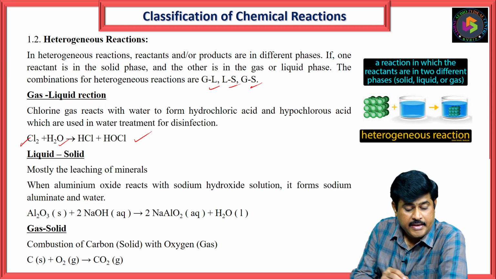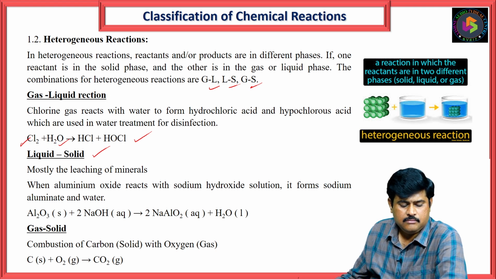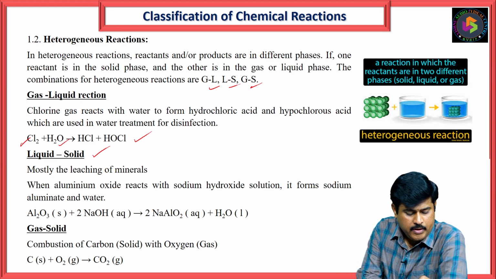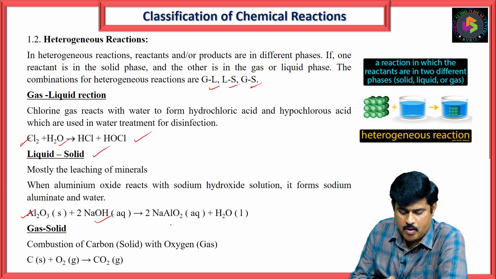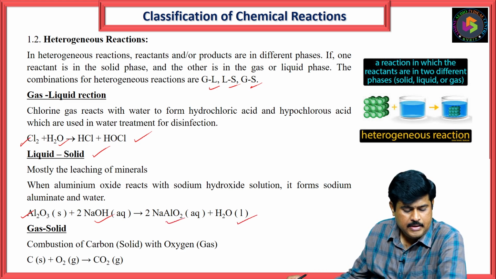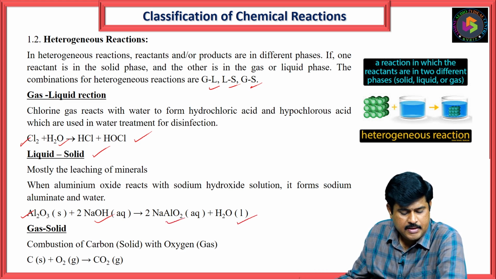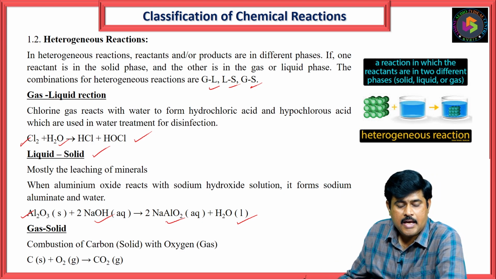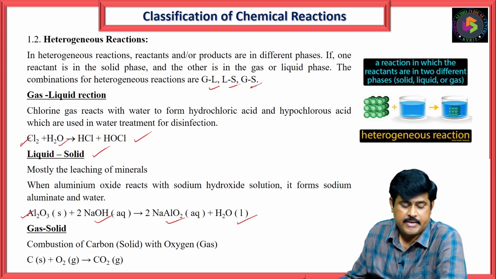The second one is the liquid-solid reaction. The leaching of minerals is a very good example of these liquid-solid reactions. You can see the example here: aluminum oxide reacts with NaOH, sodium hydroxide, to form sodium aluminate and water. Aluminum oxide is in the solid phase and NaOH is in the liquid phase, reacting to form sodium aluminate and water. So this is an example of a liquid-solid heterogeneous reaction.